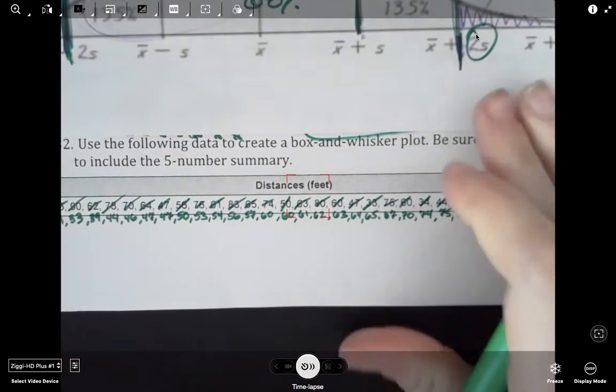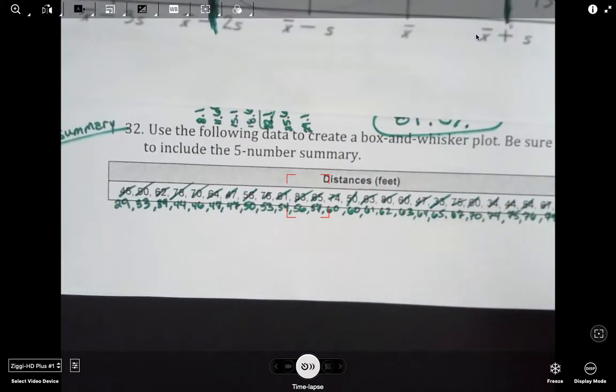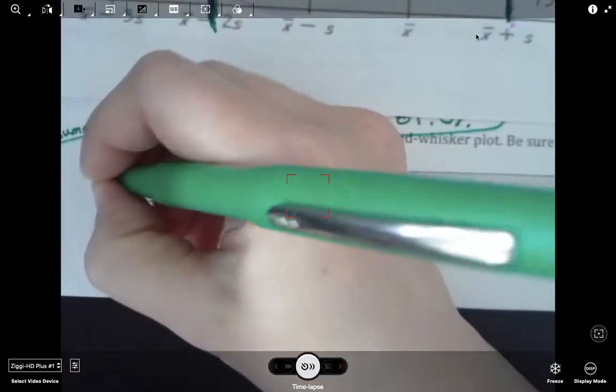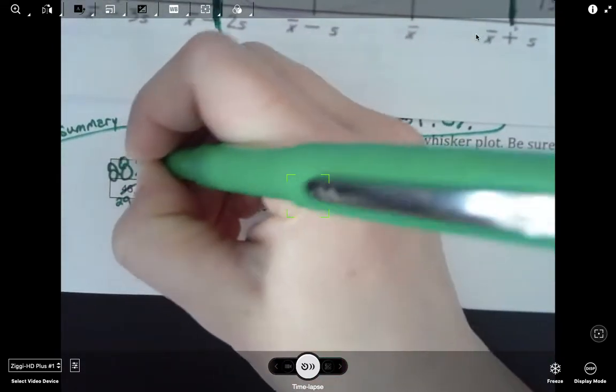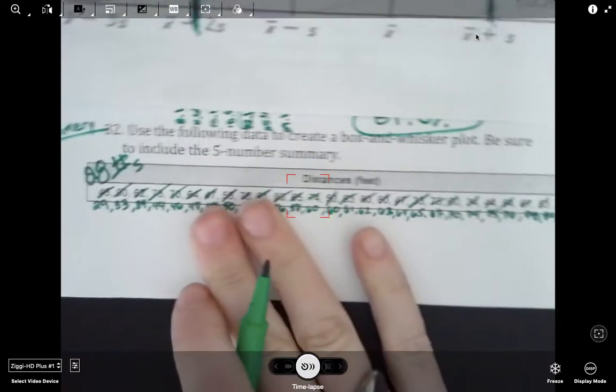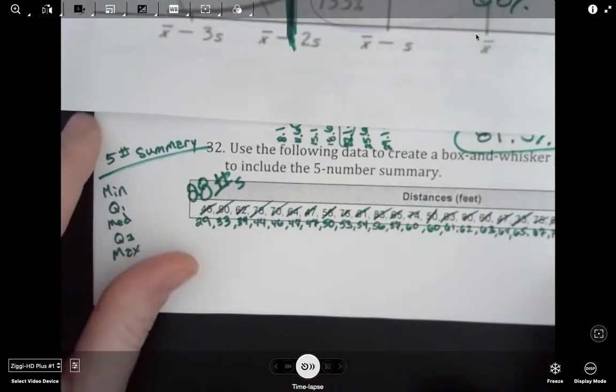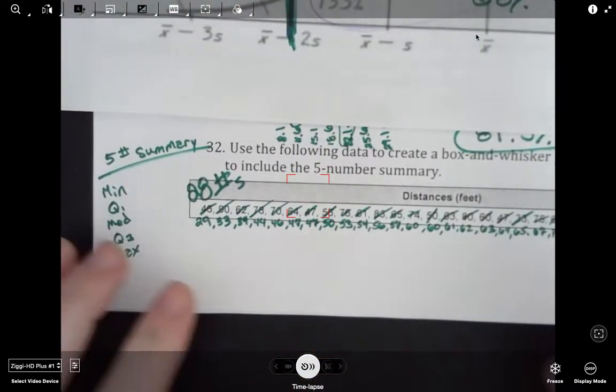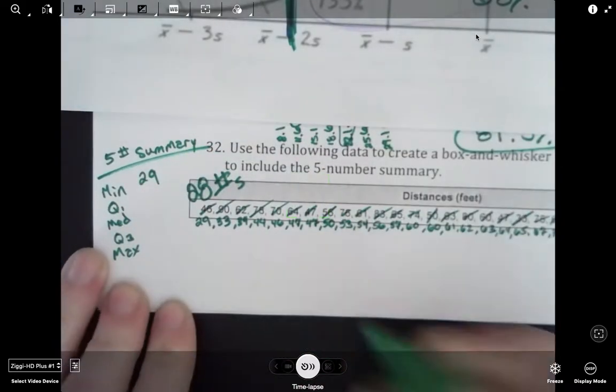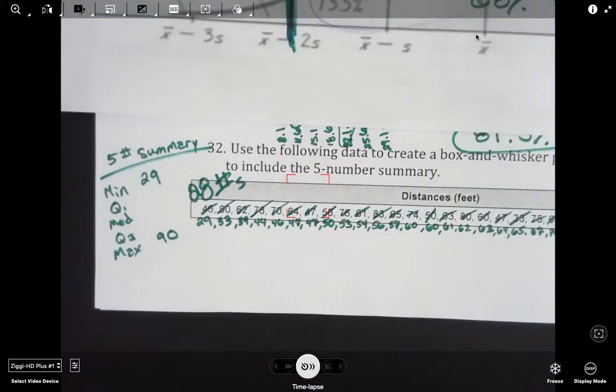Okay. All right, so there's all our data. How many numbers are there? Oh, a lot. How many? We need to know that. Okay, 28 numbers. Now we need to find these 5 things. What's the minimum? 29. The maximum? 90. Great. At least you should get those 2 right. No excuses for those 2.